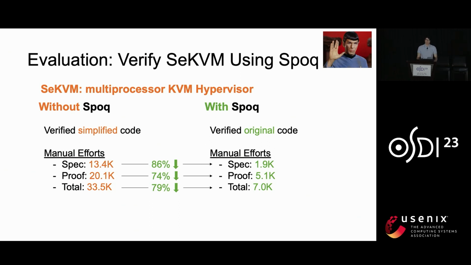And this time, we successfully and directly verified the original source code of SE-KVM with about 7,000 lines of manual proof, much less than the previous proof effort. The total manual proof effort was actually reduced by about 79%, which shows the effectiveness of Spoq.